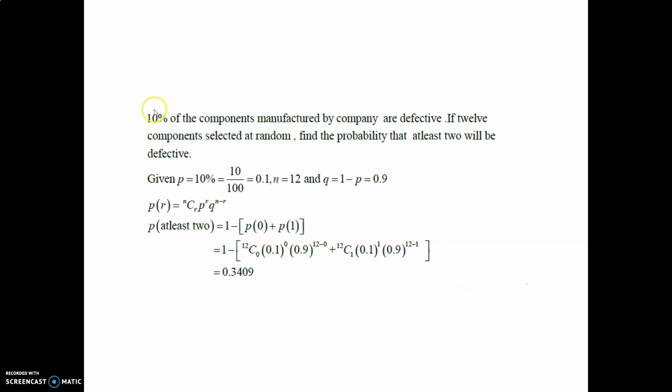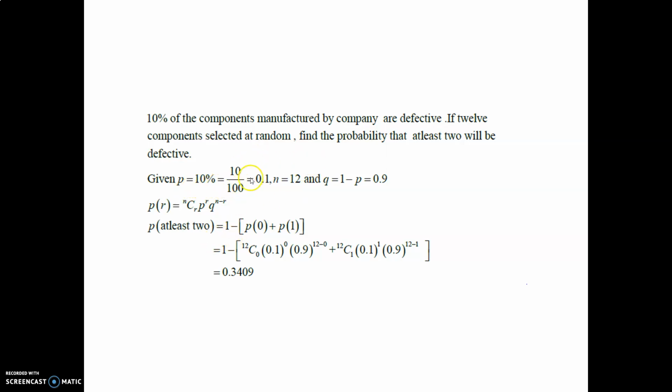If 10% of components manufactured by a company are defective, and 12 components are selected at random, find the probability that at least 2 will be defective. This example totally depends on which probability distribution? Yes, it is exactly the binomial distribution.